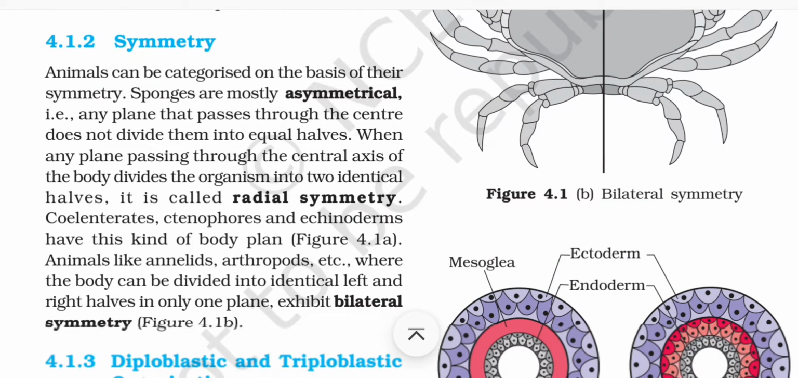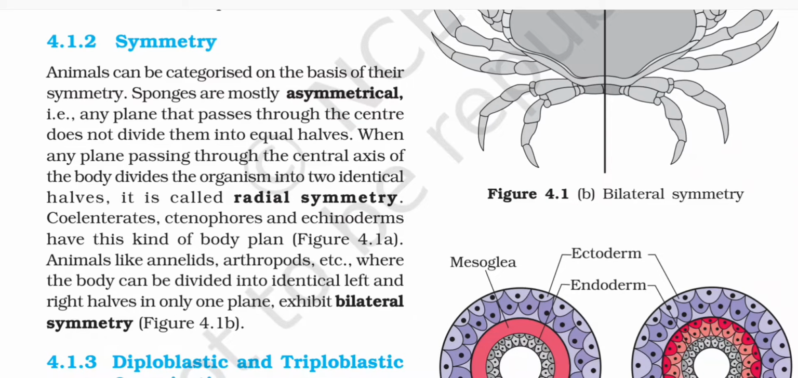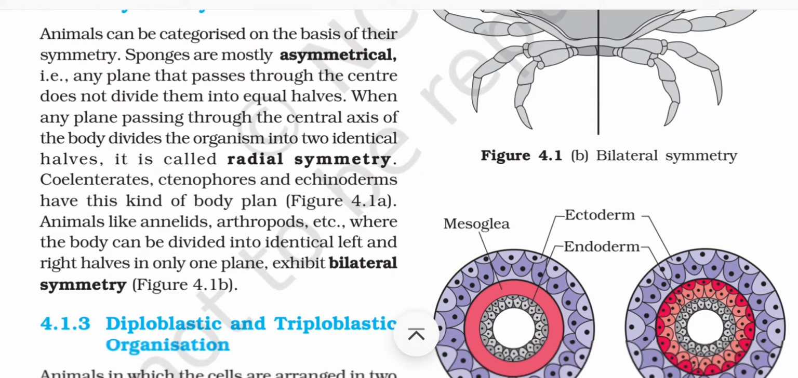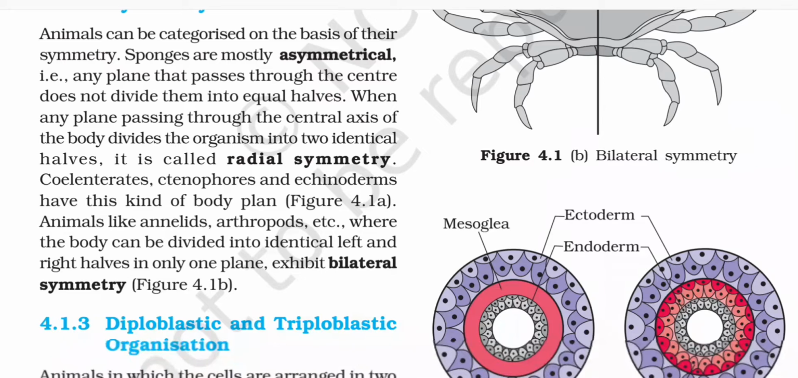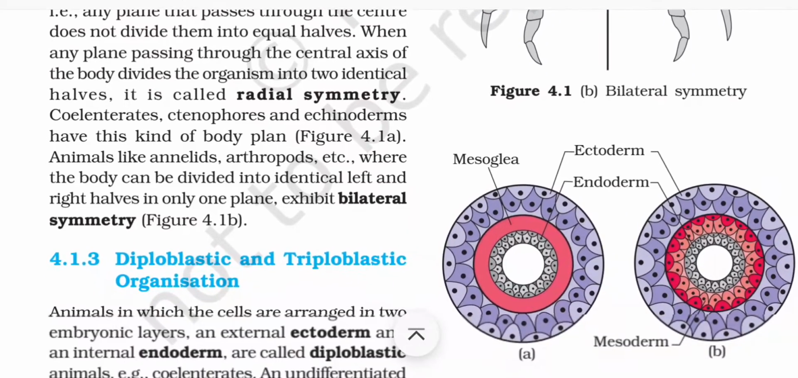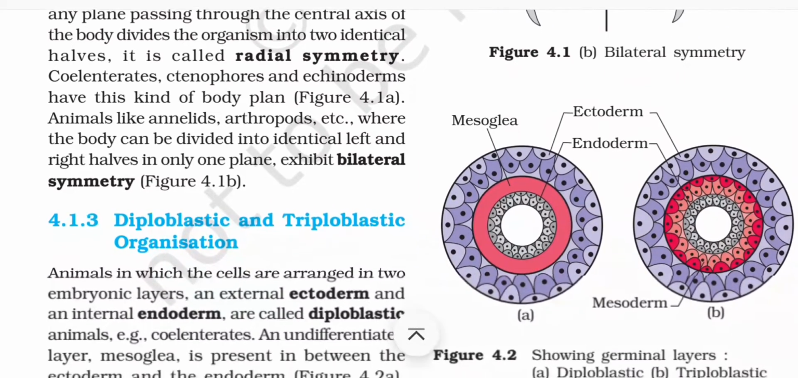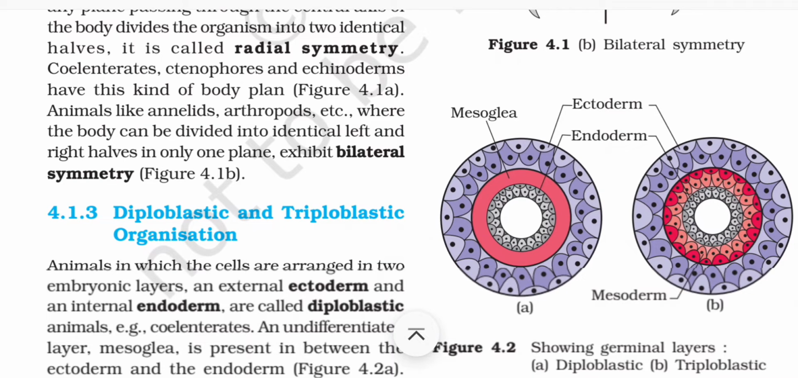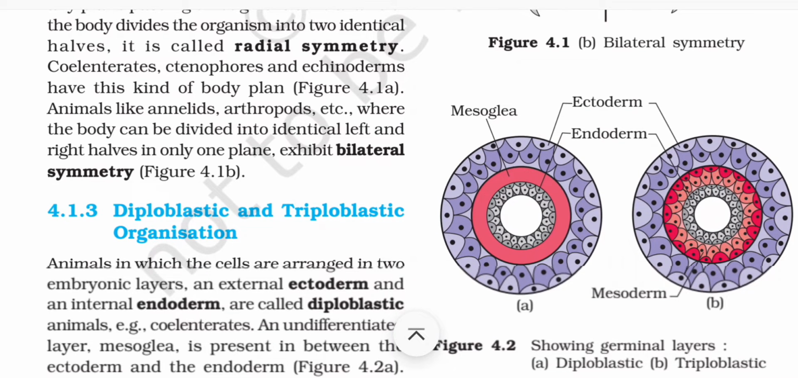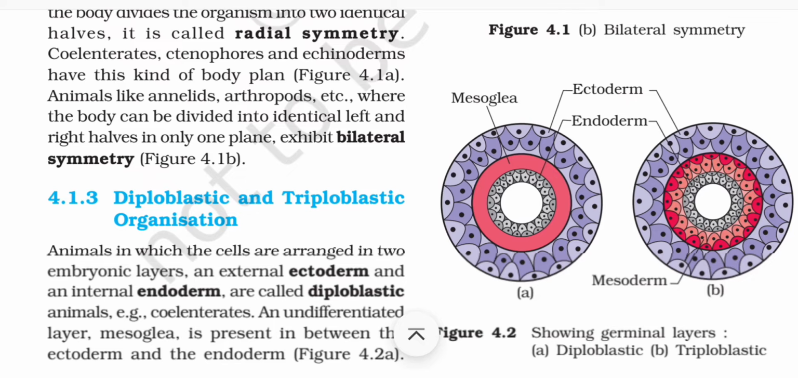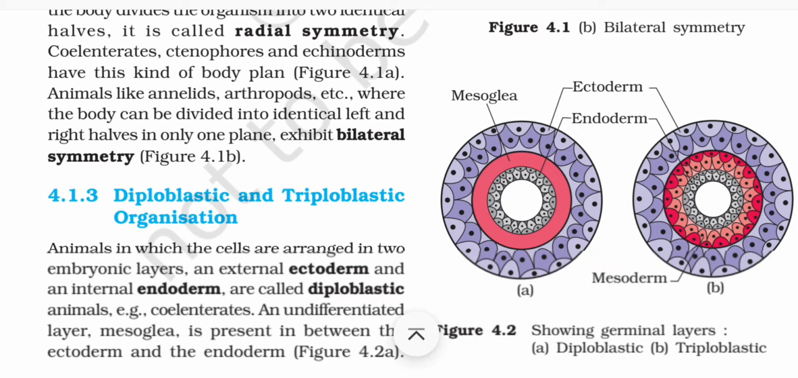4.1.2 Symmetry. Animals can be characterized on the basis of symmetry. Sponges are mostly asymmetrical, that is, any plane that passes through the center does not divide them into equal halves. When any plane passing through the center of the body axis divides the organism into two identical halves, it is called radial symmetry. Coelenterates, ctenophores, and echinoderms have this kind of body plan. Figure 4.1a. Animals like annelids, arthropods, etc., where the body can be divided into identical left and right halves in only one plane, exhibit bilateral symmetry.